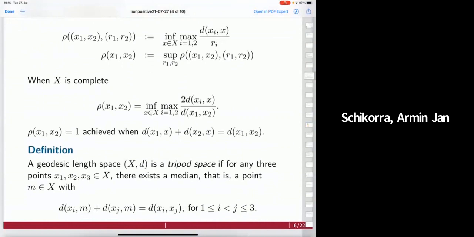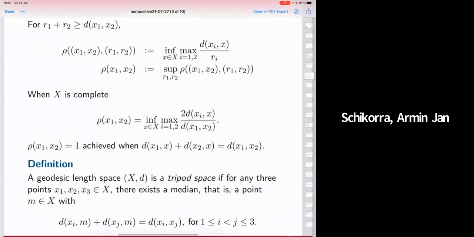So now this is for two points, but an essential idea will be to look at the corresponding condition for three points, and we give that a name. So a geodesic length space is called a tripod space if for any three points there exists a median, that is a point that is between any two of them. So that is the condition there. d(x1,m) plus d(x2,m) is equal to the distance between x1 and x2, and likewise for x1 and x3 and x2 and x3.